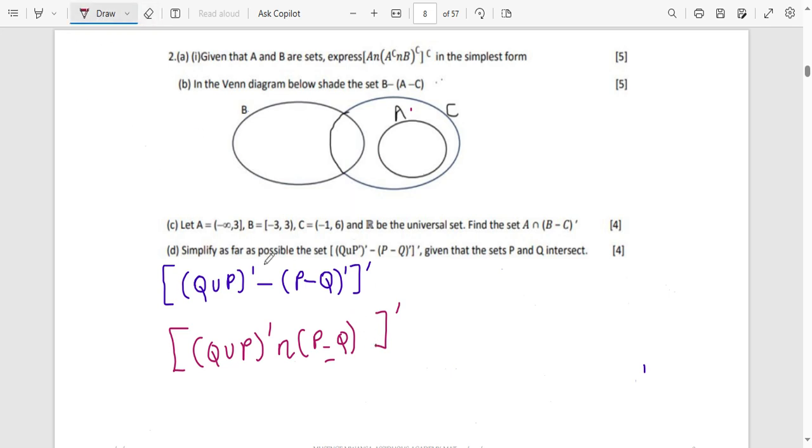If you're not clear how that is happening, please ask before we go too far. It will be hard for me to come back at this point to explain on that one. Now I can distribute this complement which is outside. So I'm now going to have Q union P complement.